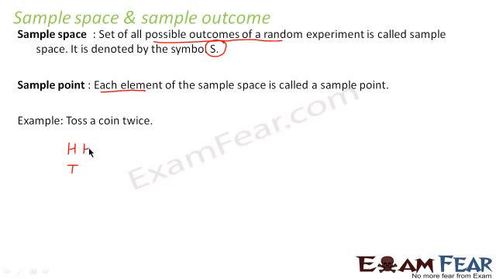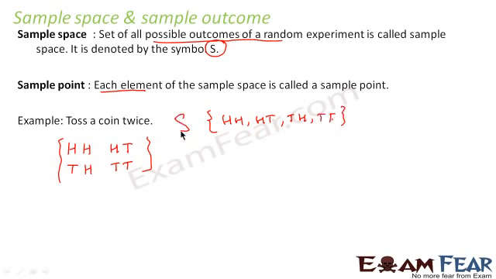So we may get head or tail. In case we got tail, we toss the coin, we may get head or tail. So we got four possibilities. The sample space is all these elements. If we want to denote the sample space, we do it by comma separated: HH, HT, TH, TT. So this is the sample space and it is denoted by S.